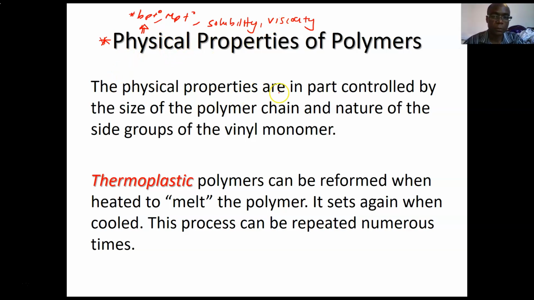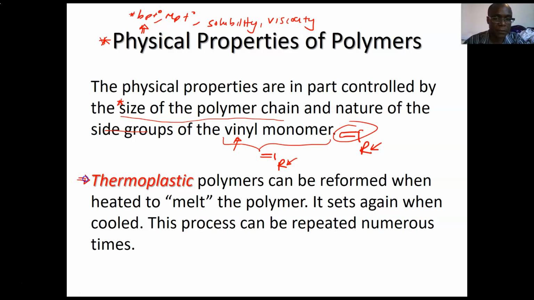So the physical properties are controlled by the size of the polymer chain and the nature of the side groups, especially in the vinyl monomer that we just talked about. Remember, vinyl just means carbon double bond carbon. That's a vinyl. This is a vinyl. This is just a substituent of the vinyl. So if you want to define the physical properties, you really have to consider the size of the polymer and what the side chain is. For example, in vinyl polymers.